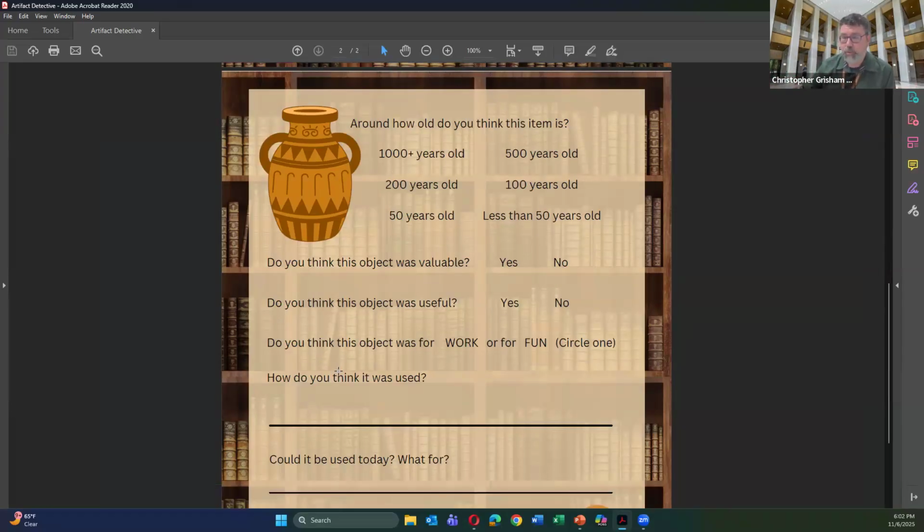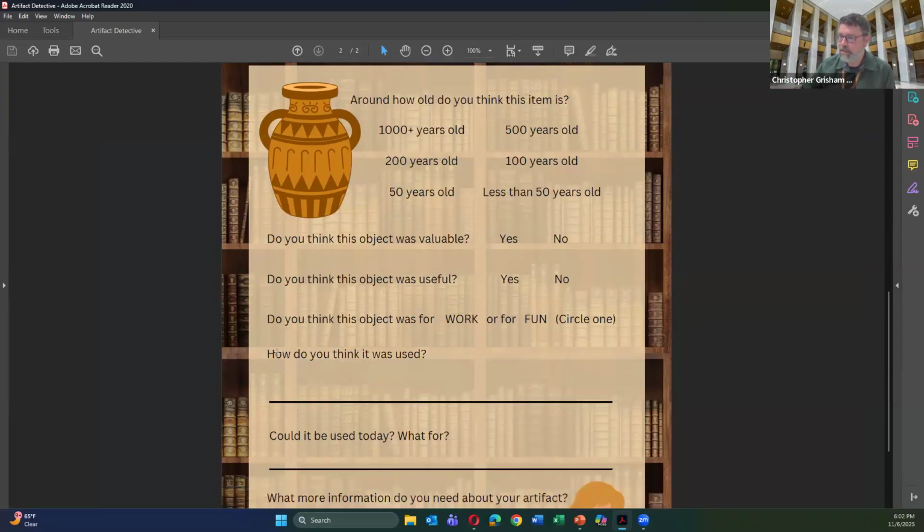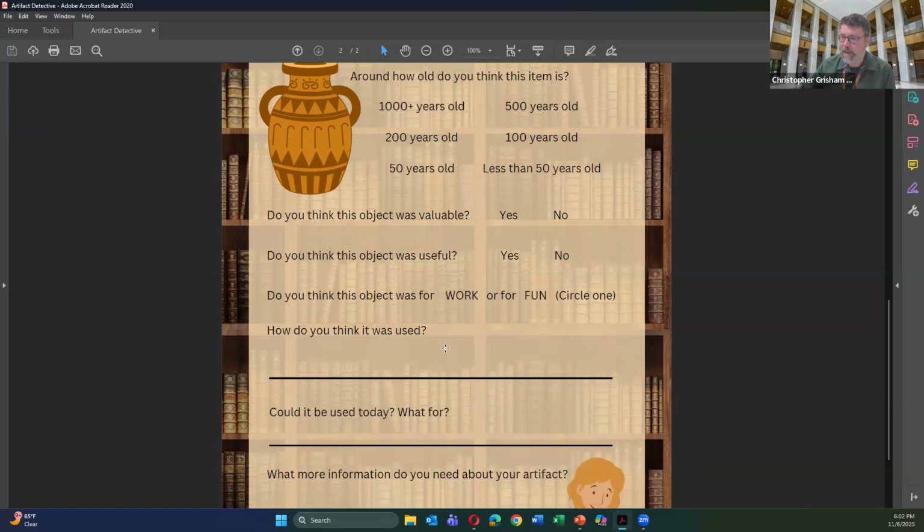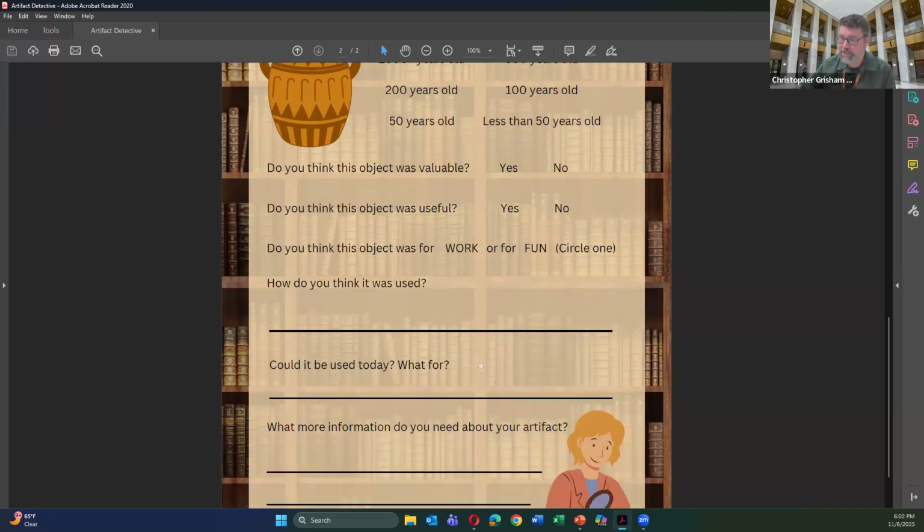Do you think the object was used for work or fun? Toys, games have existed forever. So, are these things that are useful for fun, or are they useful for work? And then we get into trying to answer those questions. How do you think it was used? Could it be used today? What for? Does it look like something that exists today? Does it have something in common with things that exist today?